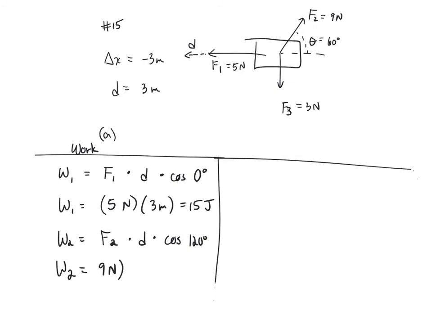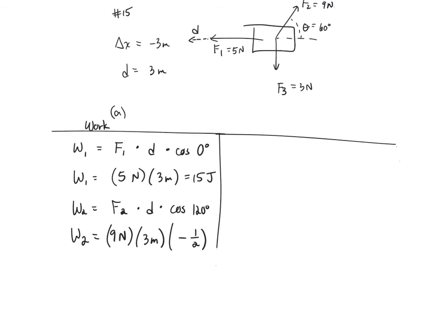So we've got 9 newtons times 3 meters times either, again, cosine 60, but then put a negative in the front, or cosine 120. Cosine 60, isn't that 1/2? Right? So this would be negative 1/2. Because the cosine of 60 is 1/2, so the cosine of 120 is negative 1/2. So we've got 9 times 3 is 27. 27 divided by 2 is 13.5 with a negative sign.